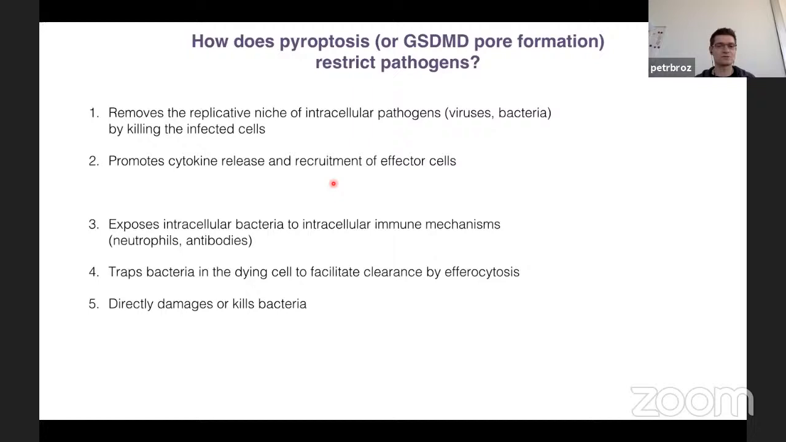It has also been proposed that the lysis of the cell eventually will expose intracellular bacteria to extracellular immune mechanisms, like neutrophils and antibodies. A new concept has also been proposed where the dying cell traps the bacteria so that they can be more easily efferocytosed. Or when the dead cell is efferocytosed, that the bacteria can be cleared. And even it has been proposed that gasdermin pores are able to directly damage or kill bacterial cells. So I just want to highlight some of these.